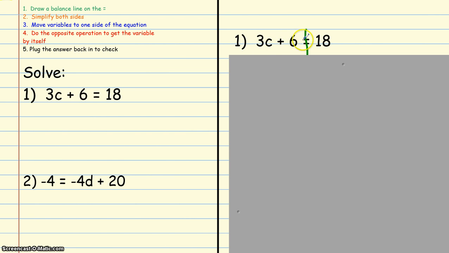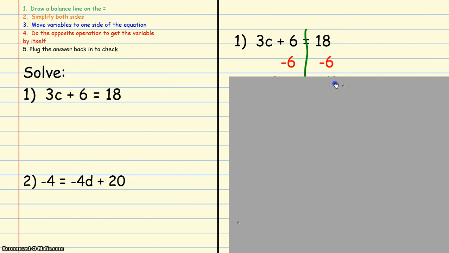You want to start with the plus 6, whatever is not directly attached to the variable. So the opposite of plus 6 is minus 6. So we're going to subtract 6 from both sides. When we do that, plus 6 minus 6 cancels out, and that should happen every time you do a step. 18 minus 6 is 12, so now we are left with 3c equals 12.